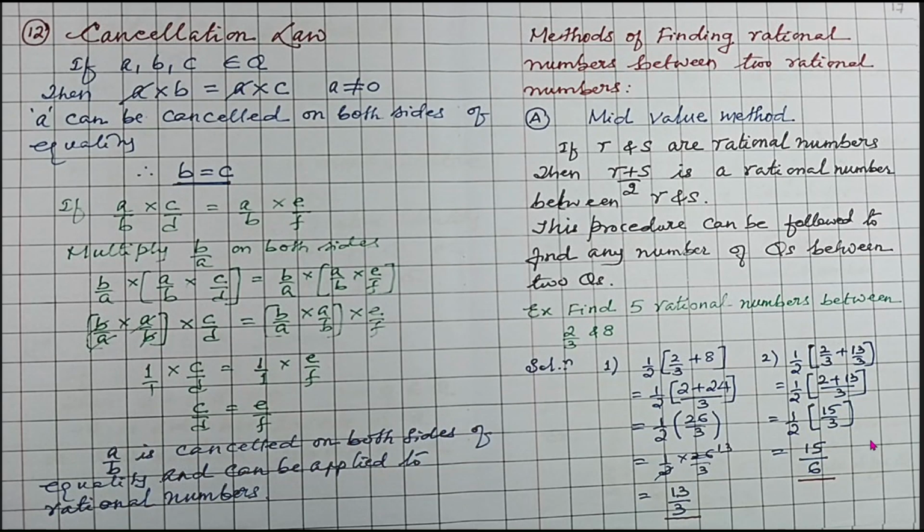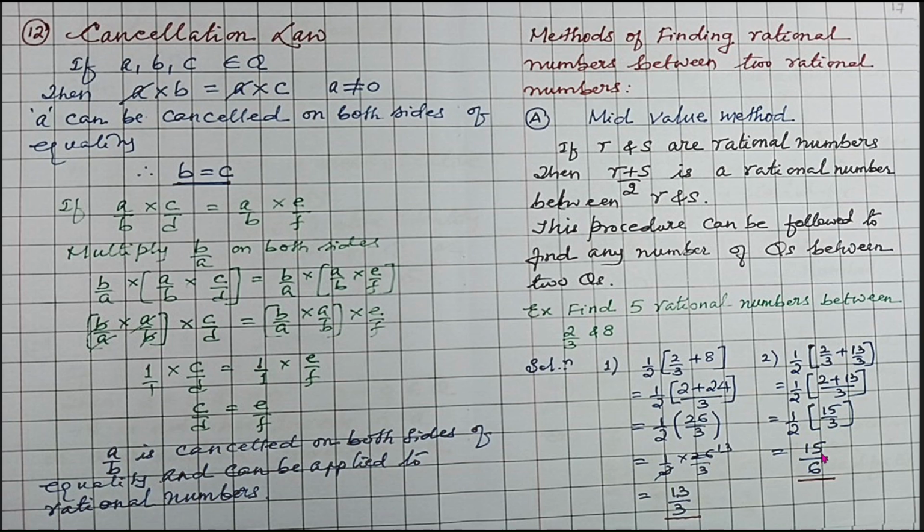Welcome to MRL. This is part 2 of learning of rational numbers. In this part, we'll be learning about the methods of finding rational numbers between two rational numbers and other properties of rational numbers. So let us begin.